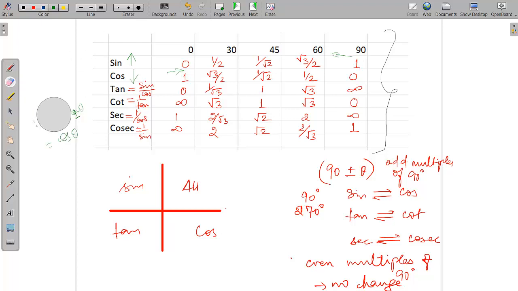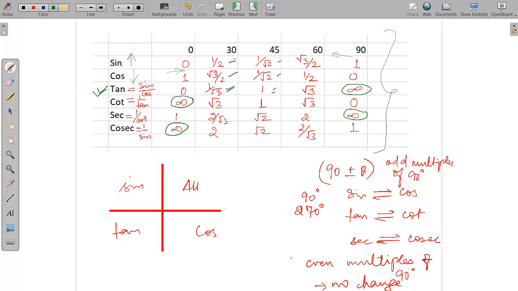You can also remember that all other functions will have infinity in them. We will clear it out when we see the graphs of the functions. Tan is basically sine by cos, and you can see the values. 0 by 1 is 0, and if you divide these two values, you will get this value. Similarly, if you divide these two values, you will get this value.